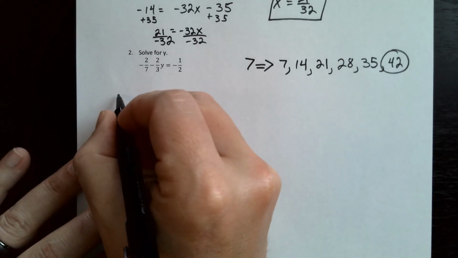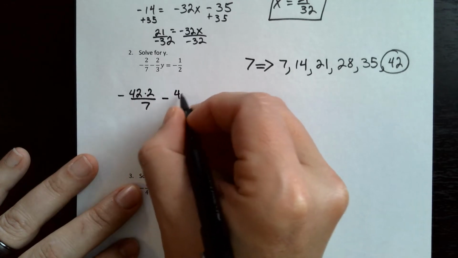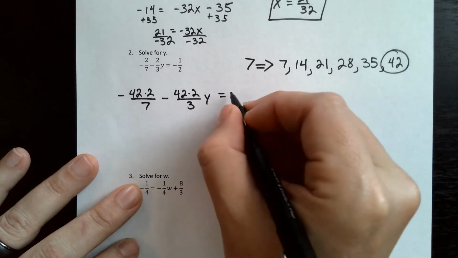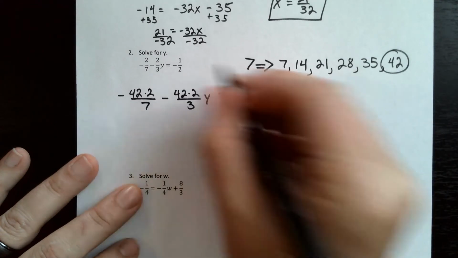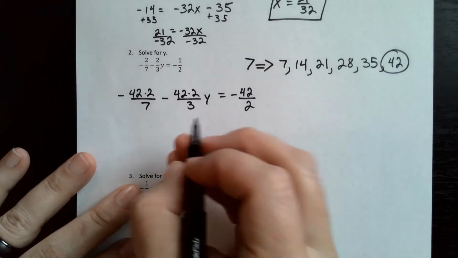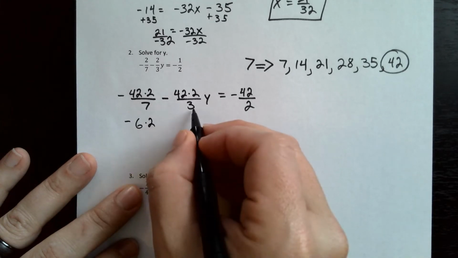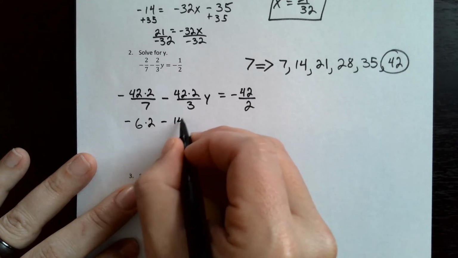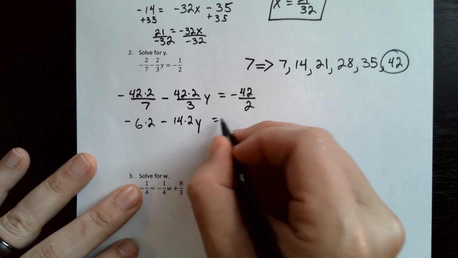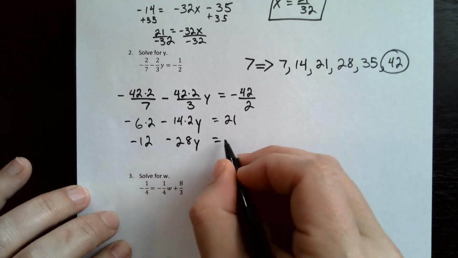So I'll get negative 42 times 2 over 7 minus 42 times 2 over 3, and then a y, equals negative 42 times 1 over 2. Let's reduce that. 7 goes into 42 6 times, so that's negative 6 times 2. 3 goes into 42 14 times, so that's negative 14 times 2y. And then negative 42 divided by 2 is 21. So this becomes negative 12 minus 28y equals 21.